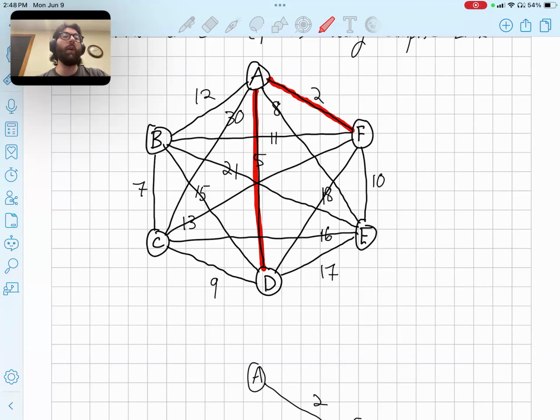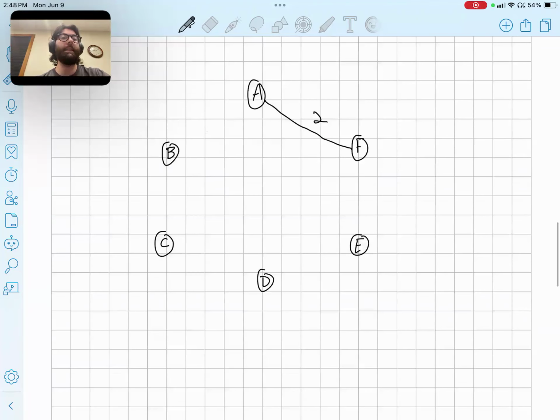And so just like before, we now see that we have 2 highlighted edges connected to A. So none of my other edges can involve A. So that means this 8 is out, this 30 is out, and this 12 is out, no matter what. I'm also not going to be able to do this 18 because that's going to close off this partial loop. So AD, that's going to be 5.